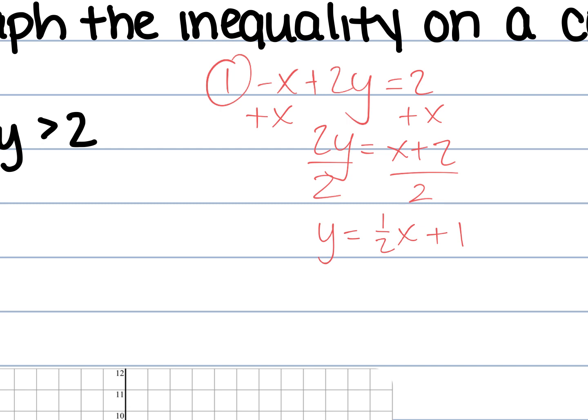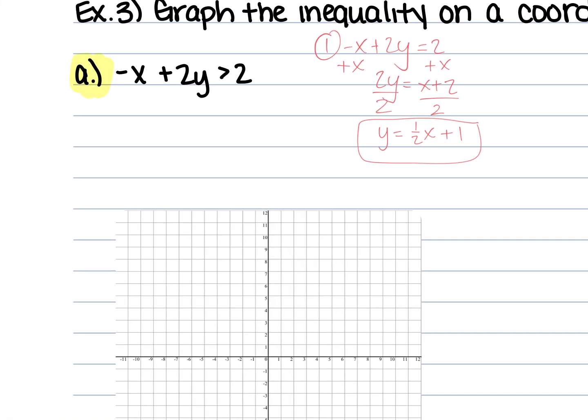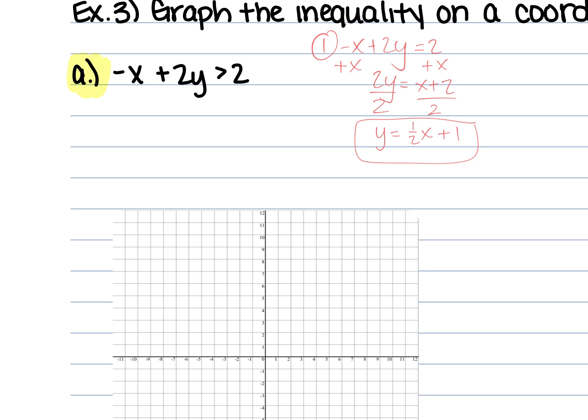Questions? Are we good here? Can I get a volunteer to graph this for me? Go ahead, Andrea. So you start at the 1 on the y-axis, good, and then you go up 1 and 2 to the right. Up 1, 2 to the right. Beautiful. You're going to get a line that looks like this, people.